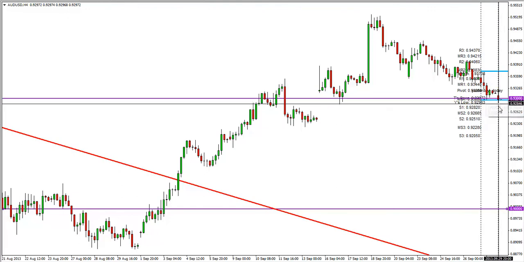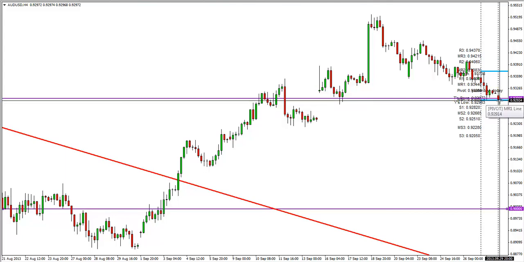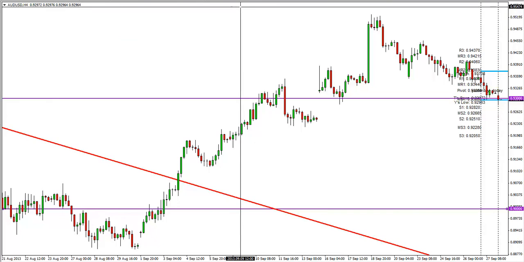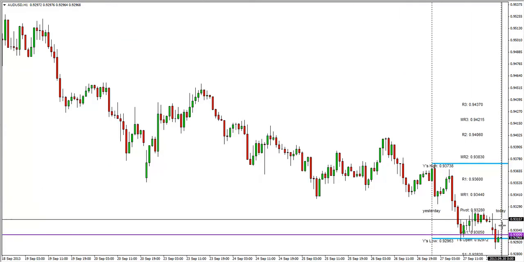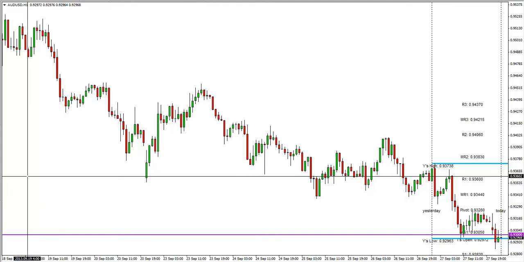We have a bottoming tail right here that pierced right at the open through this whole number and quickly bounced back. But we're still trading under 0.9300. And for this, I'm going to zoom into the 1-hour chart so you can see the price action. Now, here's the game plan for this currency pair.